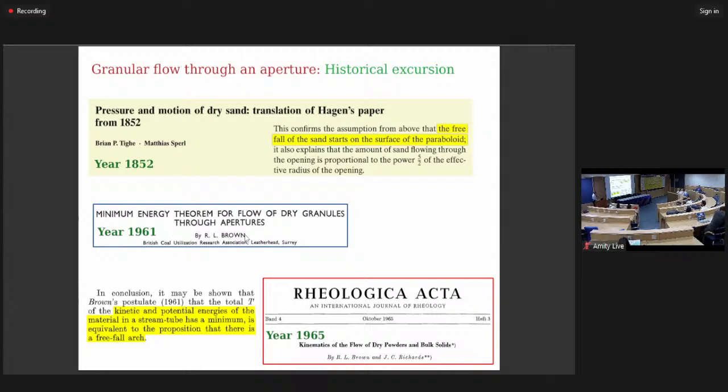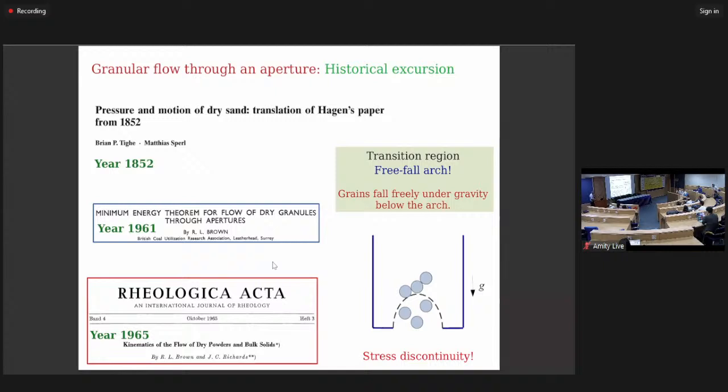In 1961, Brown shed some light on the minimum energy theorem for the flow of grains. In their 1965 paper, they said the kinetic and potential energy of the material in a stream tube has a minimum, and that is equivalent to the proposition that there is a free fall arch. The keywords here: free fall of the sand, free fall arch. If I combine all three, they said there is a transition region, called the free fall arch, where the grains fall freely under gravity, and this schematic presents it.